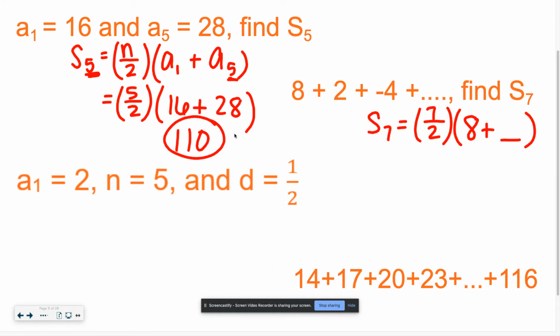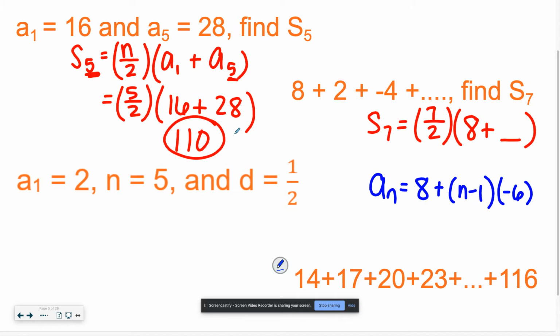So for example, if I use the formula from the other day, a sub n equals my first term, which is 8, plus n minus 1 times my common difference. If you notice, we're subtracting 6, so negative 6.